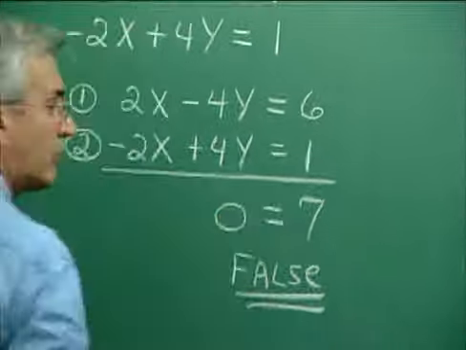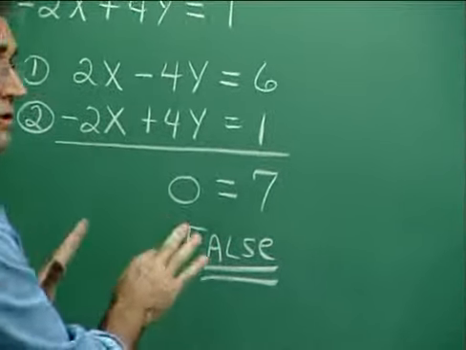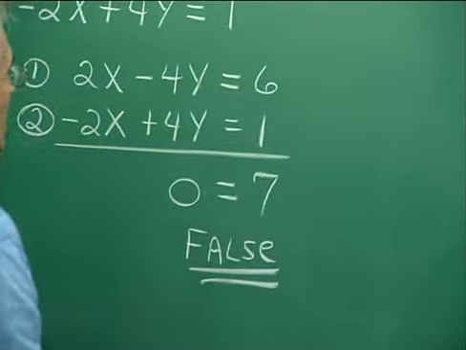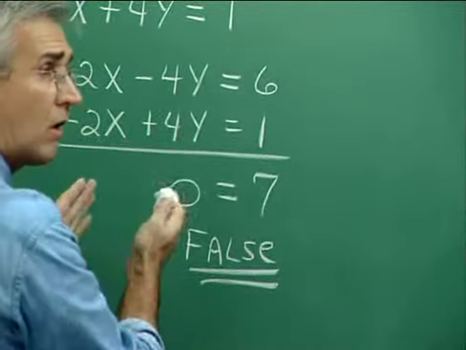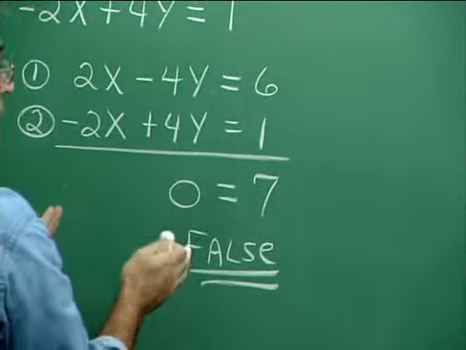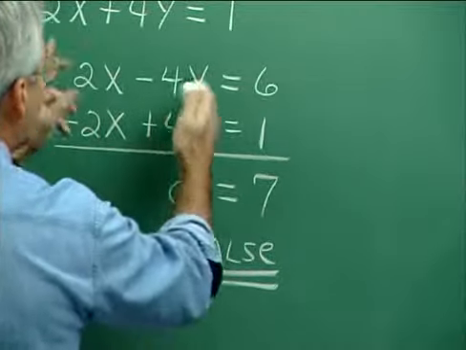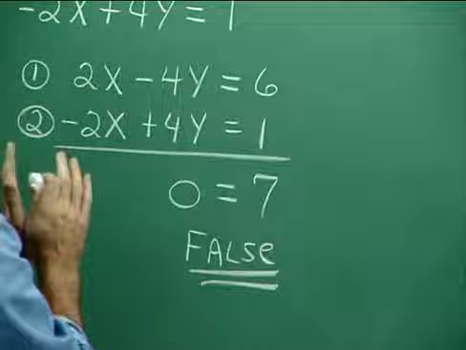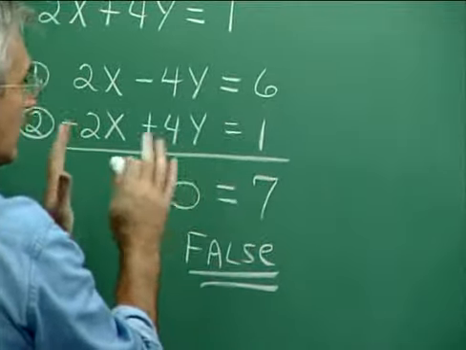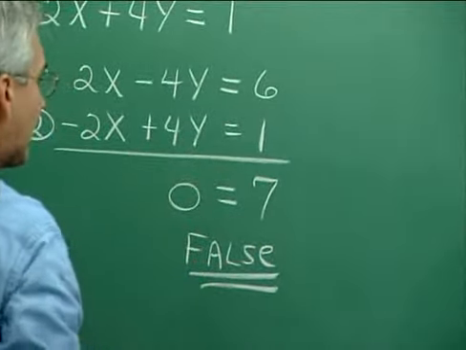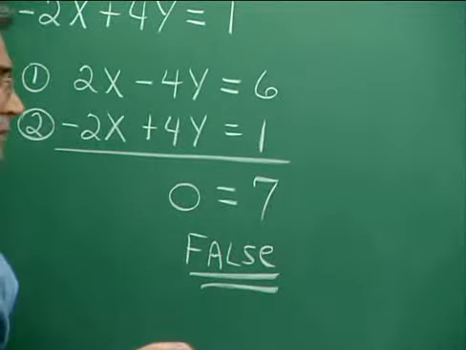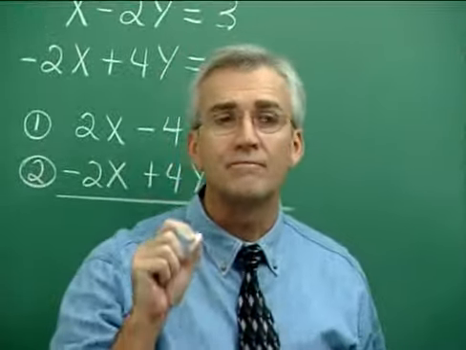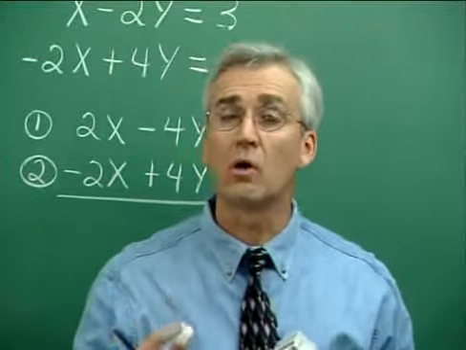And since it's a false statement, it means there are no solutions to this system. It is an inconsistent system. The graphs here turn out to be parallel. And we could see that if we solved both of these equations for y. You see, we would see the same slope but a different y-intercept in the slope-intercept form if we went through that kind of analysis.